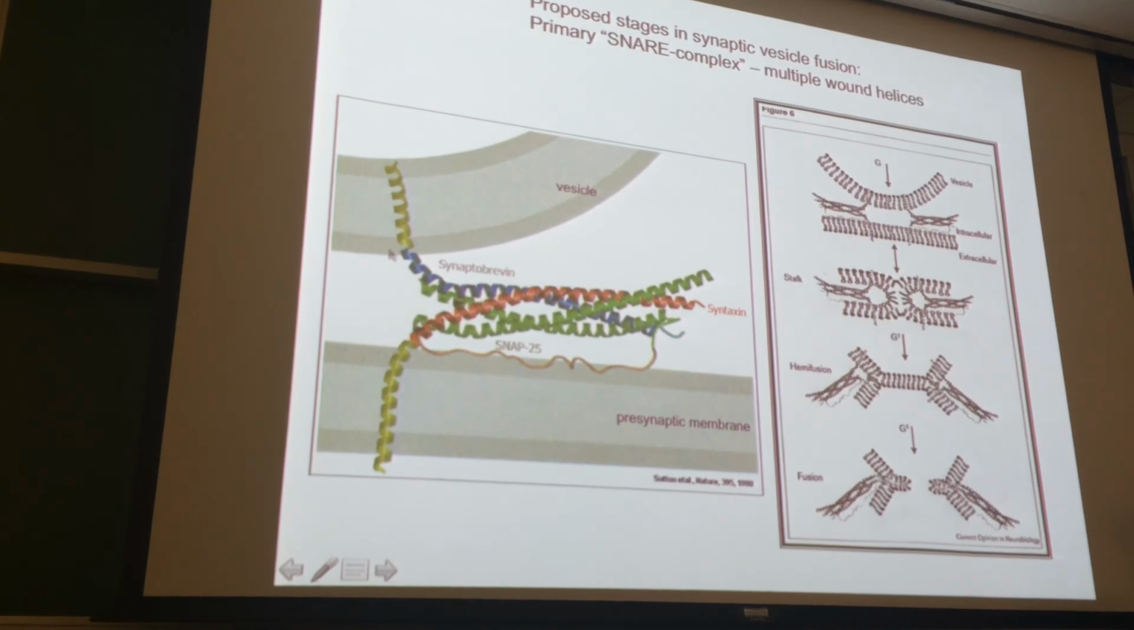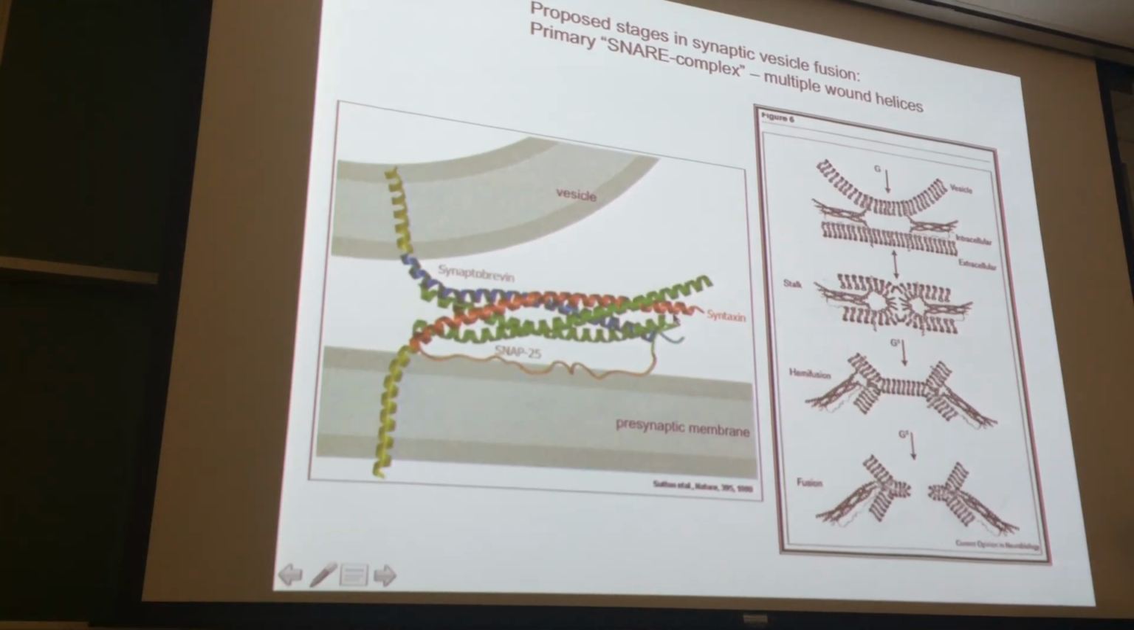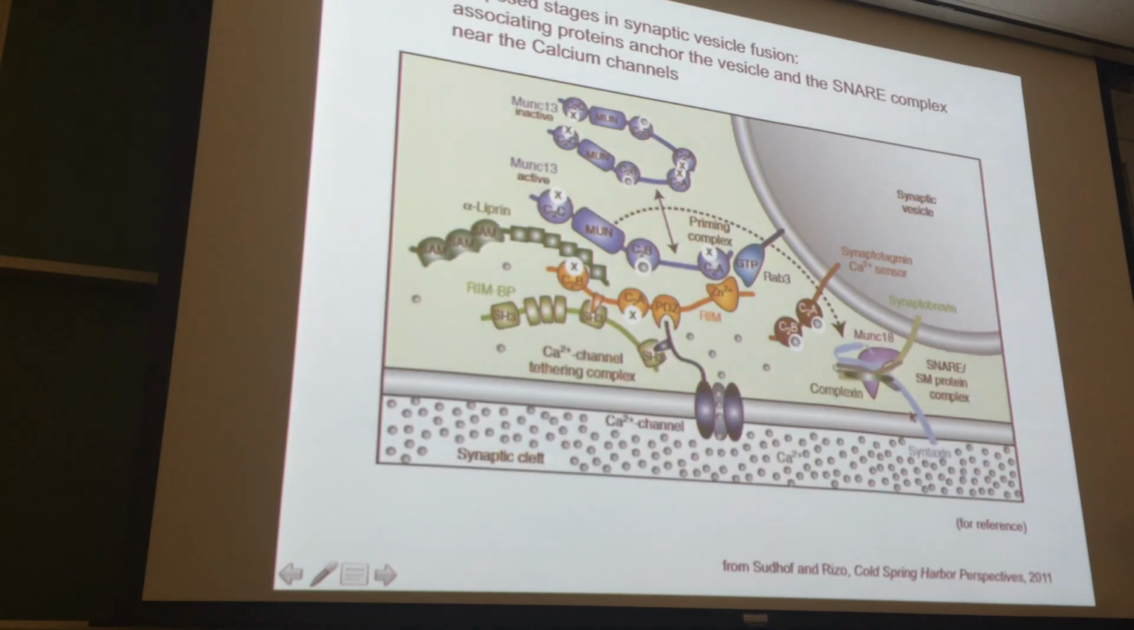SNAP25, and the syntaxin, just reinforcing that they're these rod-like alpha helices, and they coil around each other. And how tight those coils happen, that's the zippering. And the tighter they get, the more they bring the vesicle, in cross-section here, down to the presynaptic membrane. And then there has to be some kind of lipid fusion event. Now this is something just to look at.